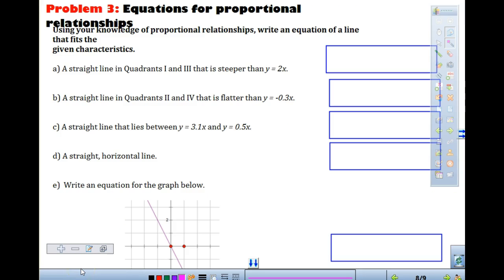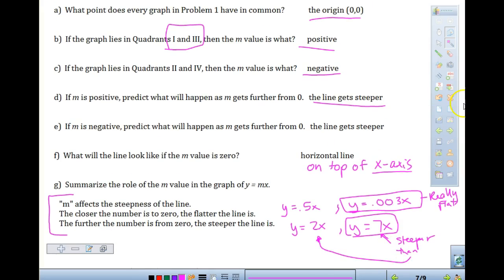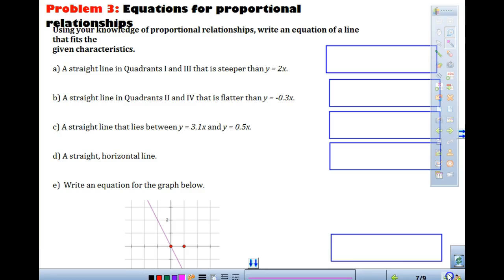An equation for a line that fits this. It has to be a straight line in quadrants 1 and 3, and it's going to be steeper than y equals 2x. So I want you to come up with an equation. The next one, a straight line that goes through quadrants 2 and 4, and I want it to be flatter than negative 0.3x. So using the information we just talked about, right down here, right? When do we know a line is flatter or steeper? I want you to come up with your equations as you are looking at that. So there's many right answers for this, right? So start writing your equation. It's going to be y equals with your slope.